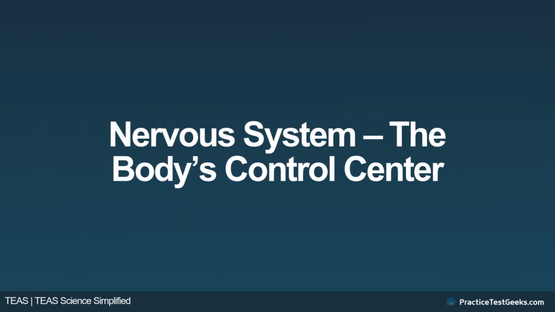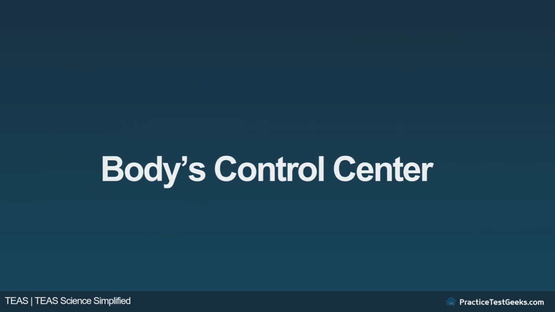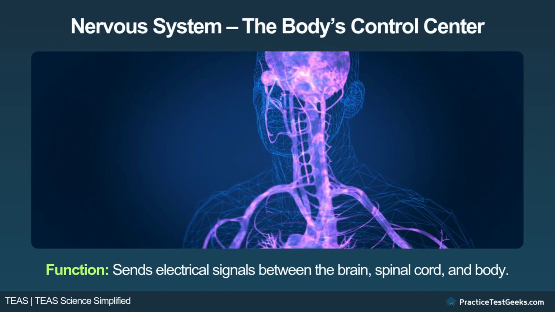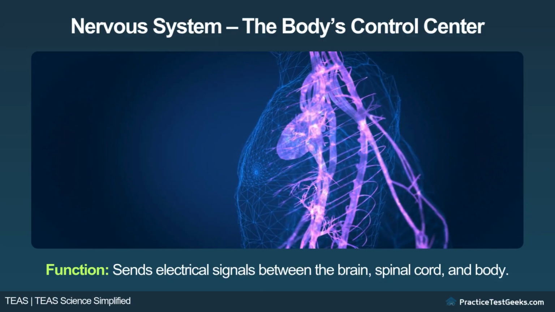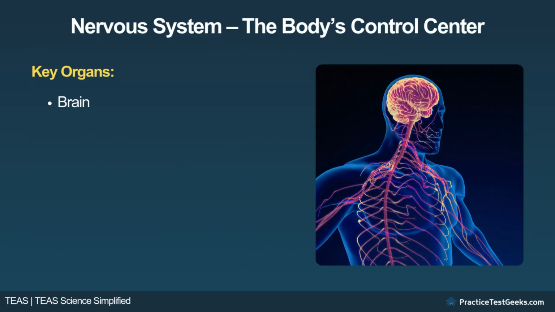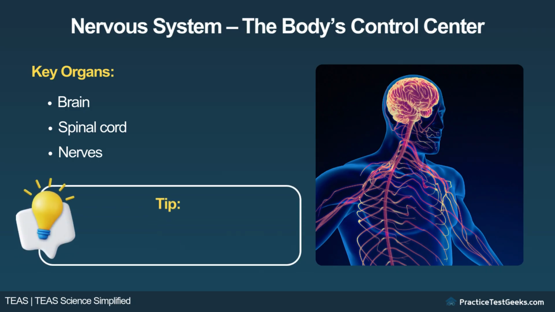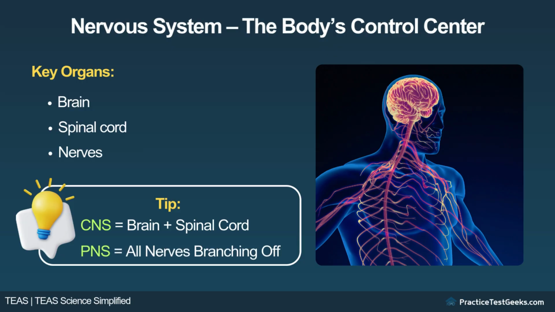Now let's go over the nervous system, the control center of your body. Its job is to send electrical signals between the brain, spinal cord, and the rest of the body. The brain processes information and makes decisions. The spinal cord carries those messages back and forth, and the nerves branch out everywhere else, letting you move, react, and feel. For the TEAS, remember, the central nervous system includes the brain and spinal cord. The peripheral nervous system includes all the nerves branching out from there.